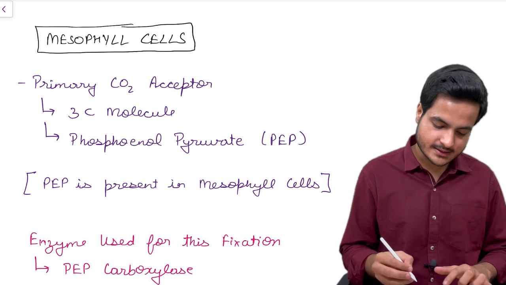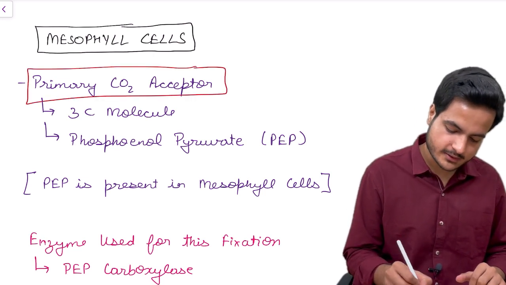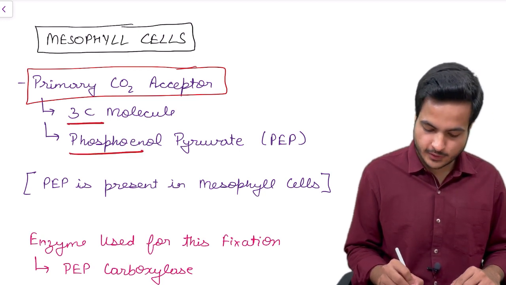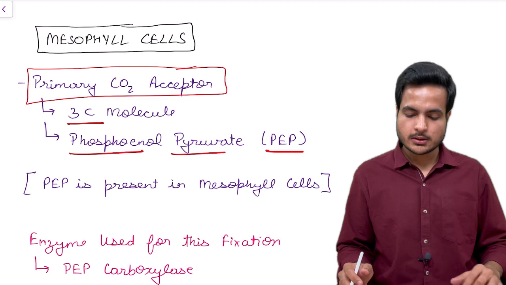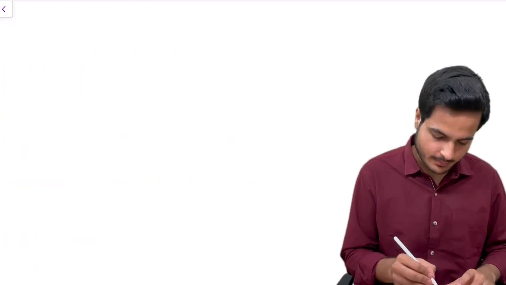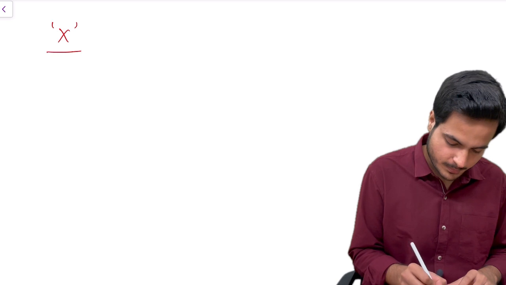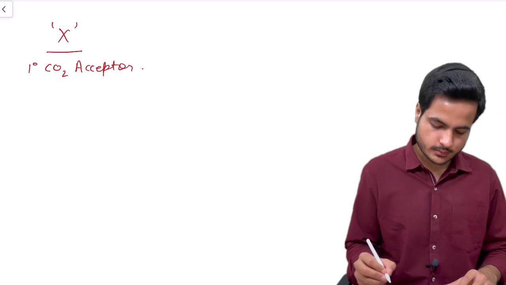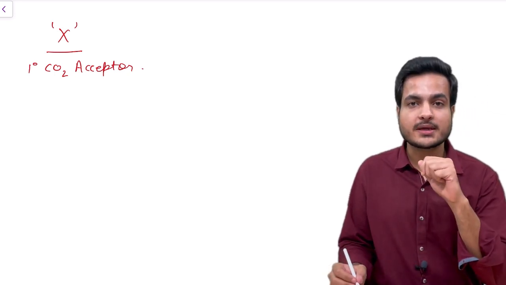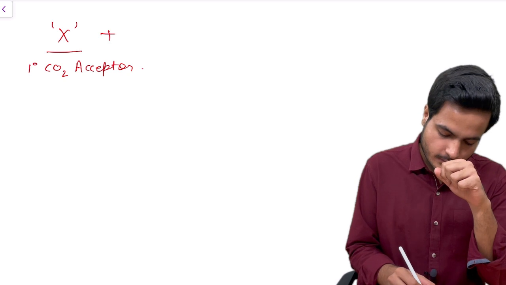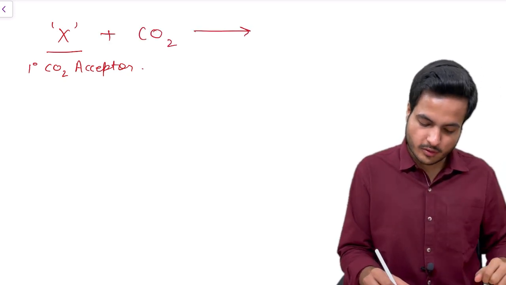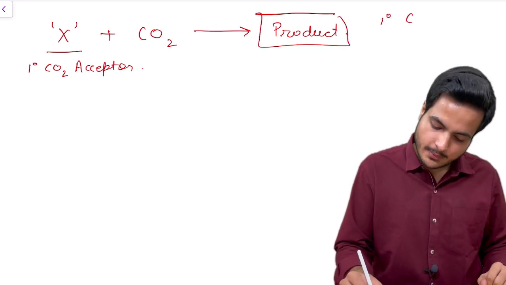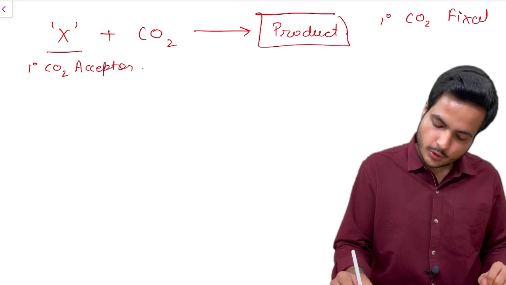Mesophyll cells are special because they have the primary carbon dioxide acceptor molecule, which is a 3 carbon containing molecule called phosphoenol pyruvate, also called PEP. So friends, let me brief you on what is actually happening. Inside photosynthesis we have a primary carbon dioxide acceptor molecule. What is the job of this primary carbon dioxide acceptor? It will combine with carbon dioxide and lead to the formation of a product, and this product is called the primary carbon dioxide fixation product.